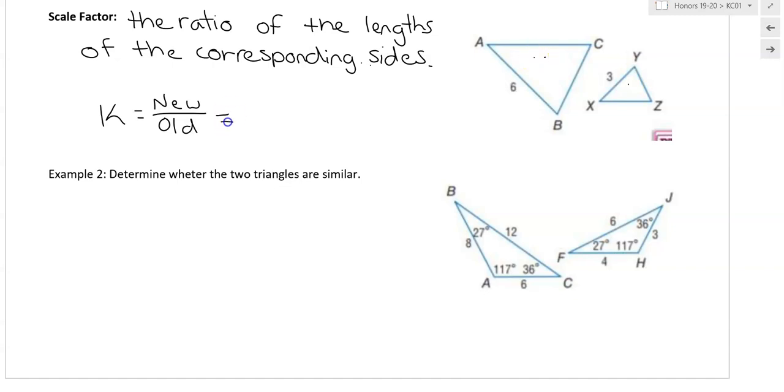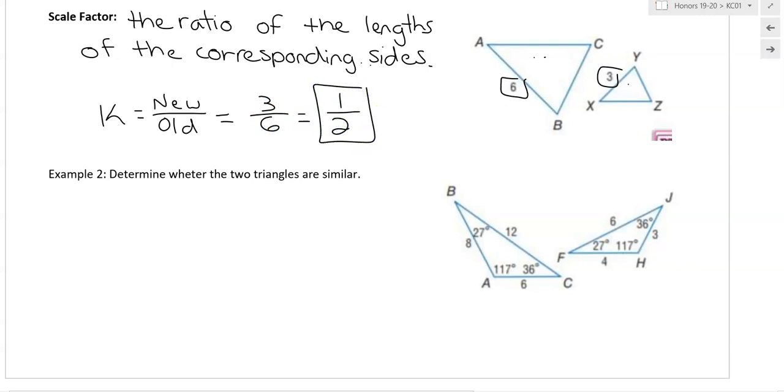So in this case, my new is this 3, and my old is the 6. So my scale factor is 1/2. Okay, so it's whatever that, right? If I start here, this triangle is going to be half as big. Okay, I scaled it down by 1/2.